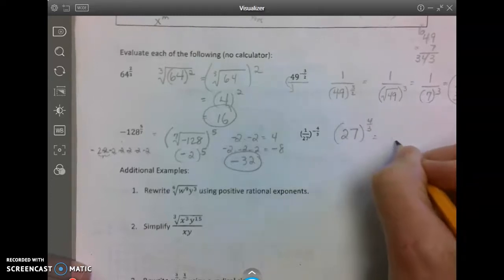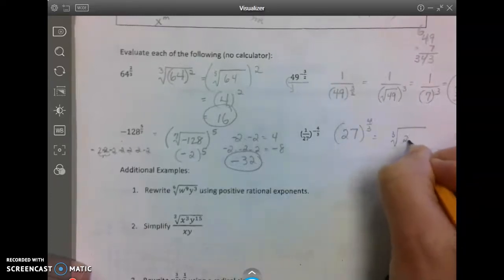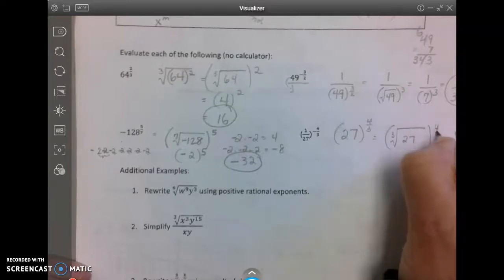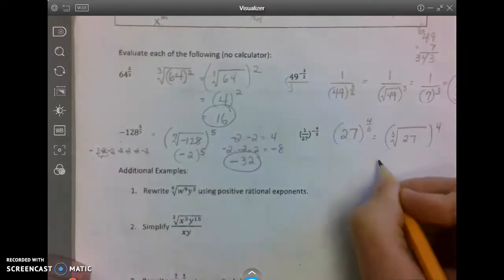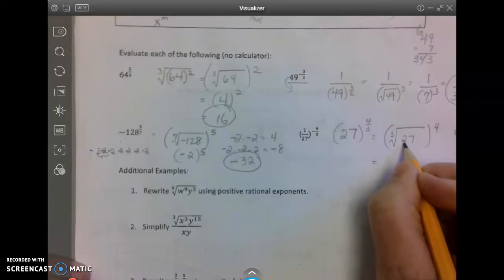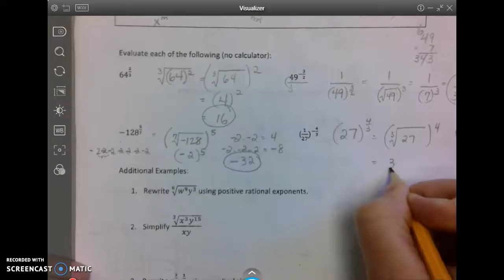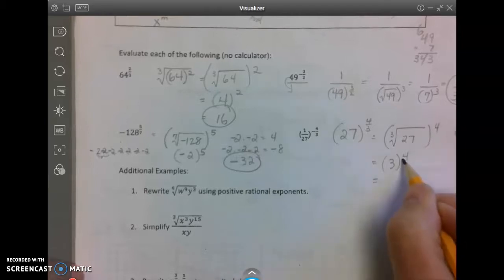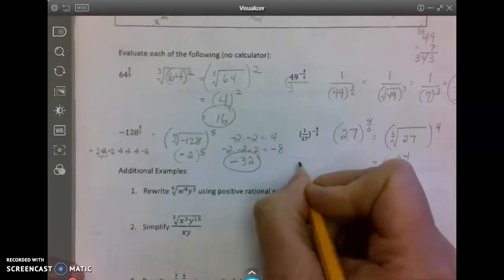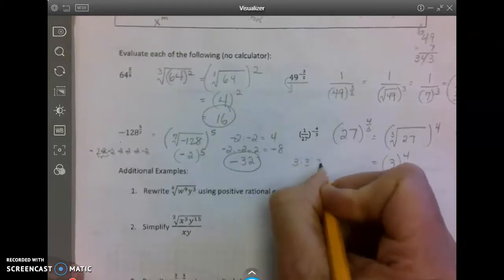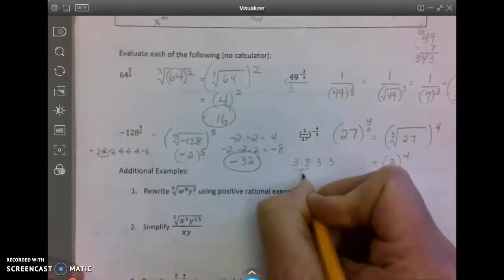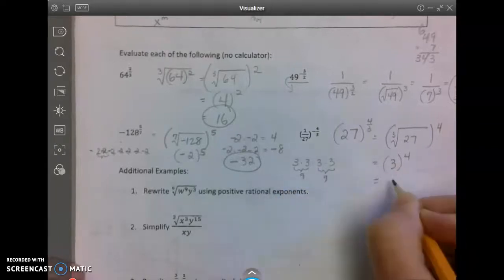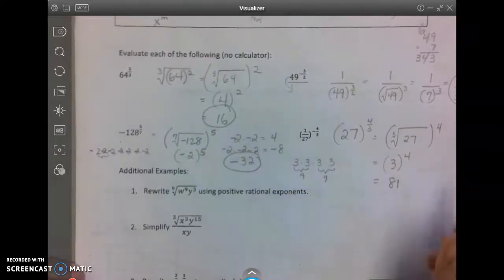And now I can go ahead and take the cube root of 27, and then I'll raise that to the 4th power. The cube root of 27, I know is 3. 3 times 3 is 9, times 3 is 27. So this is 3 to the 4th power. Again, because I've done enough of these without a calculator, I know what 3 to the 4th is. But if you don't, then you need to figure that out. I usually write it down like this and realize this is 9 times 9, so that's 81.